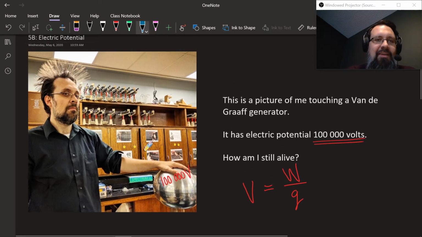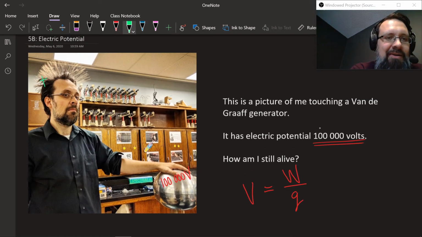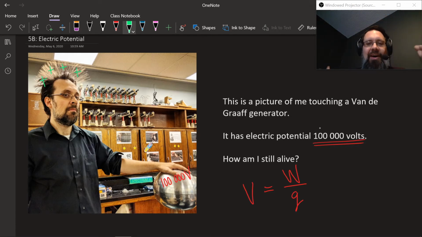You can see that I have become charged because my hair is now standing up on end. Charge has flowed into me. 100,000 volts has pushed charge into me. It's transferred energy to this charge, and it's pushed the charge inside my body. How am I not dead?